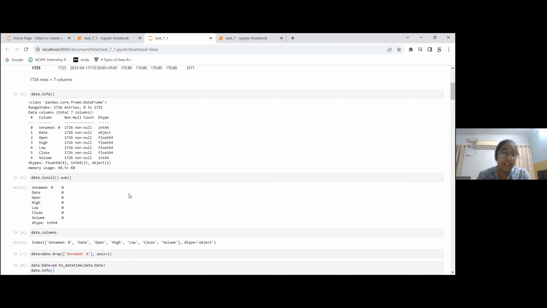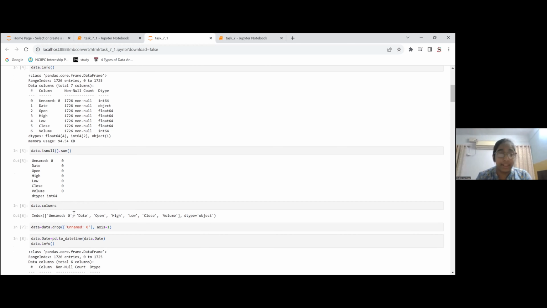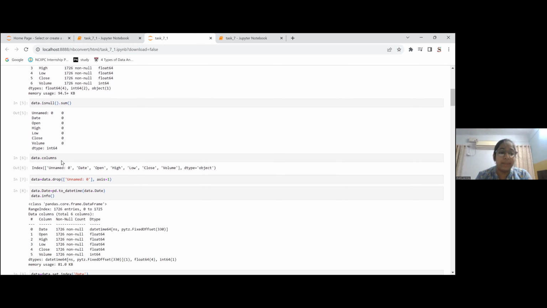Then I have checked whether there is any null value, because I don't want to deal with any noise in the data set, so as to ensure that my charts are really understandable and actually provide insights into the data. I ensured that there is no noise and there are no null values. So I will proceed further. I have just checked what the columns are, which are unnamed, date, open, high, close, low, and volume.